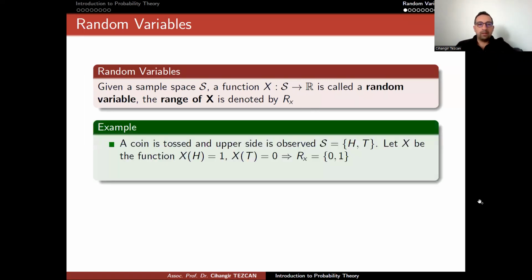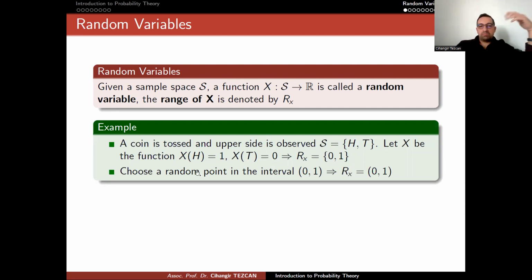Okay. Here's an example. A coin is tossed and the upper side is observed. So your sample space is heads and tails. Let X be the function X(H) equals 1 and X(T) equals 0. So I denote tails with 0, heads with 1. So my actual range, in this case, is 0 and 1. This is not an interval, just two values, 0 and 1.